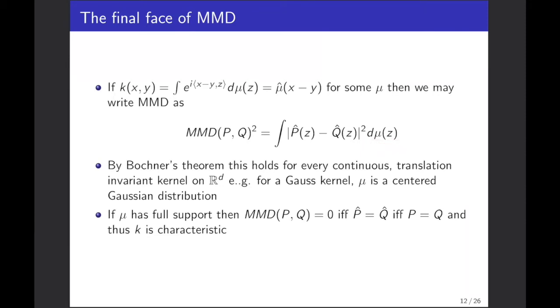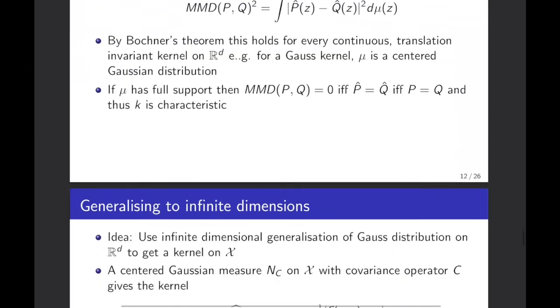But as p hat and q hat are continuous because they are Fourier transforms of measures, then they must be equal to each other. And Fourier transforms of measures are injective, so if p hat equals q hat, then p must equal q. Therefore, MMD is 0 if and only if p equals q, and this means that k is characteristic. So this proof, we can actually go ahead and generalize to infinite dimensions, because the formulation of a characteristic function is naturally done for a real separable Hilbert space.